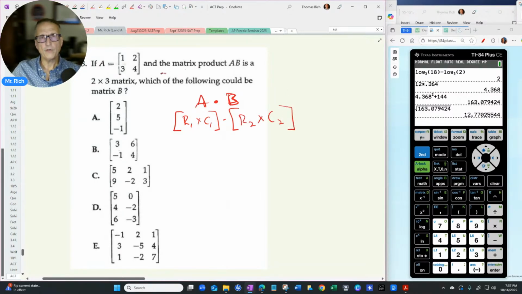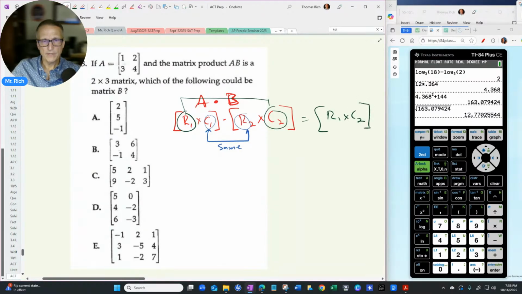The only way that you could multiply the 2 matrices together is if the columns of the first matrix are the same as the rows of the second matrix that you're multiplying it by. If those two do not match, you can't do the multiplication. It doesn't exist, or it's undefined. Now, what if these do match? Well, then the answer would have the dimensions of R1 by C2. Let me give you an example.